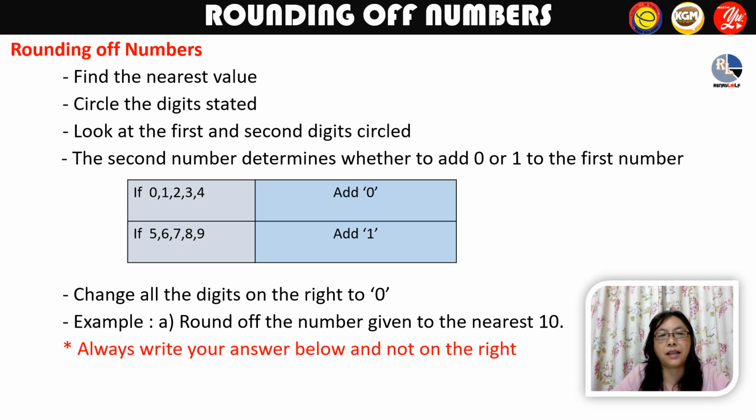Alright, if the second number is either 5, 6, 7, 8 or 9, we will add 1 to the first number. Then we will change all the digits on the right to 0. Okay, let's look at example. Round off the number given to the nearest 10. We always have to remember when we write the answers, we always write the answers below and not on the right. Okay, let's look at the next slide.